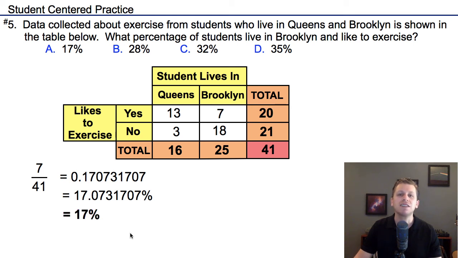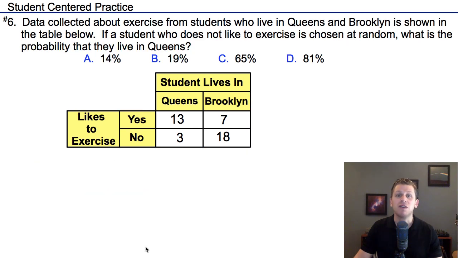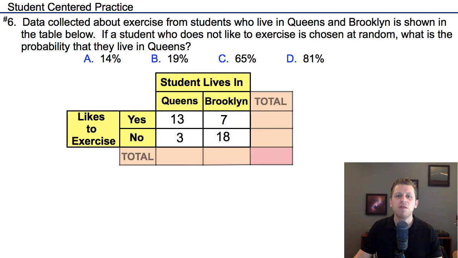Let's try one final example using this same data. In problem number 6, I want to know if a student who does not like to exercise is chosen at random, what is the probability that they live in Queens? In problem number 5, we found all of the marginal frequencies, so let's just fill them in here. Now we want to decide, is this a conditional probability? Well, I certainly don't see the word given anywhere, so I want to look, am I looking at what percentage of all students, or am I looking at a subset or a smaller group of students?